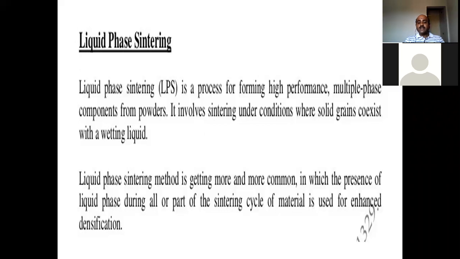The liquid phase sintering method is getting more and more common, in which the presence of liquid phase during all or part of the sintering cycle of the material is used for enhanced densification. The most common method of sintering used is liquid phase sintering. So, in liquid phase sintering, the liquid phase is used for enhanced densification, so increasing the density.